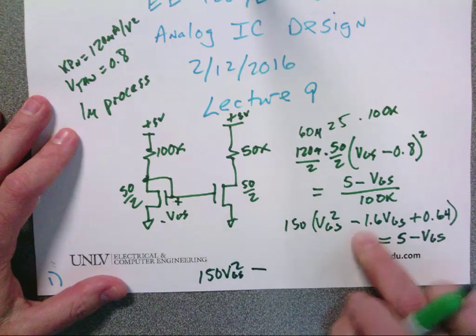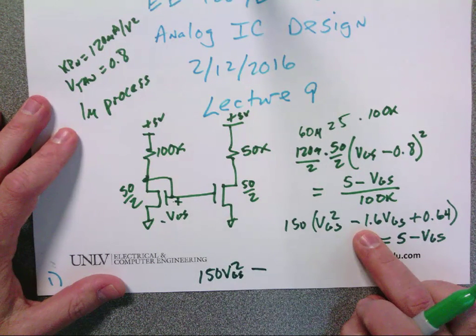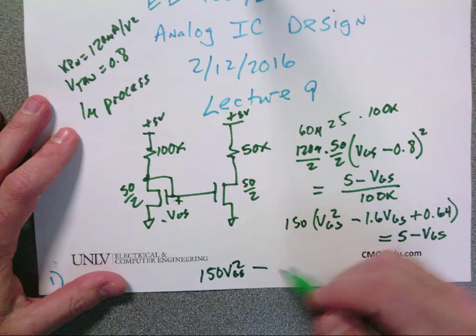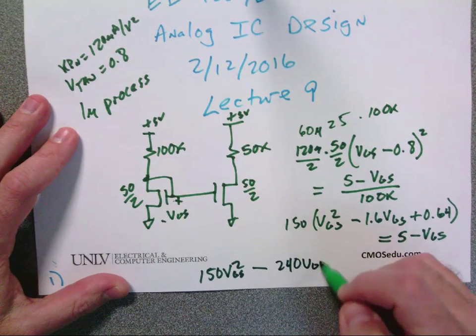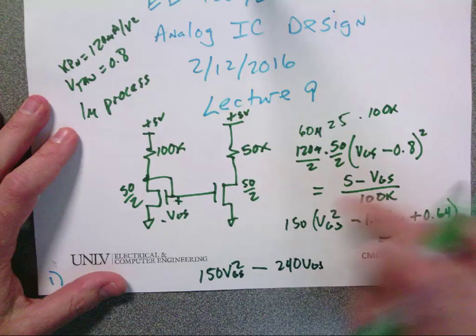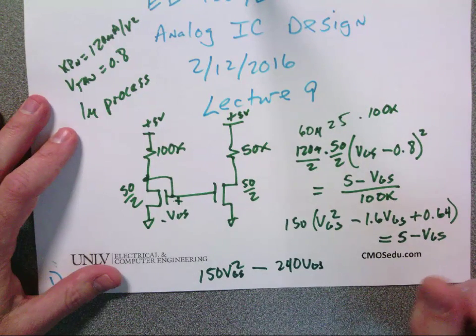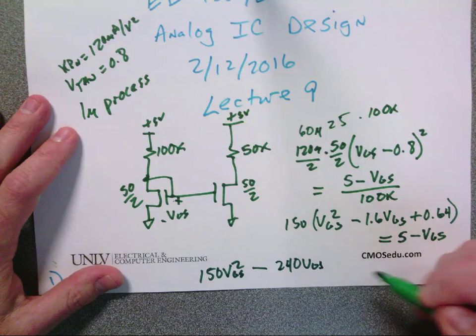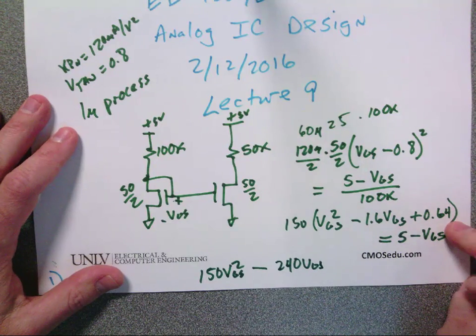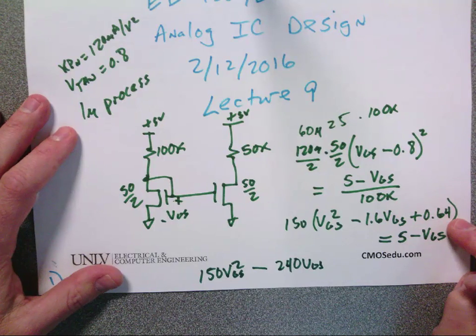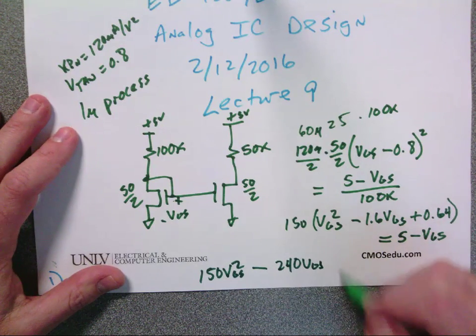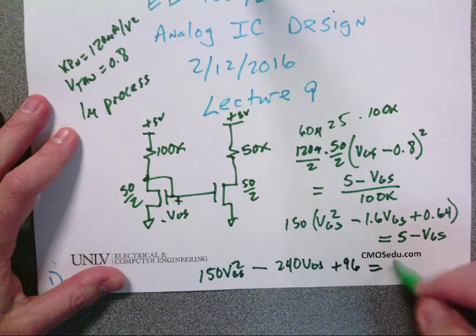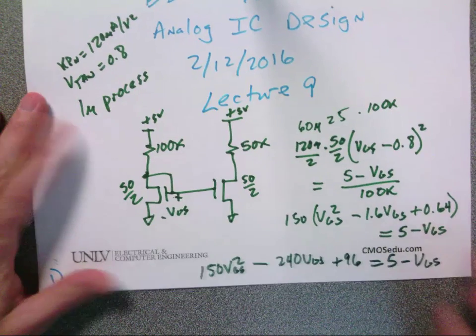And what's 1.6 times 150? 240? And then what's 150 times 0.8? 120? Yay. I like it. Oh, whoops, I don't want that. I want 150 times 0.64. So that'd be 64 plus 32, 96. Yeah. Is everybody cool?